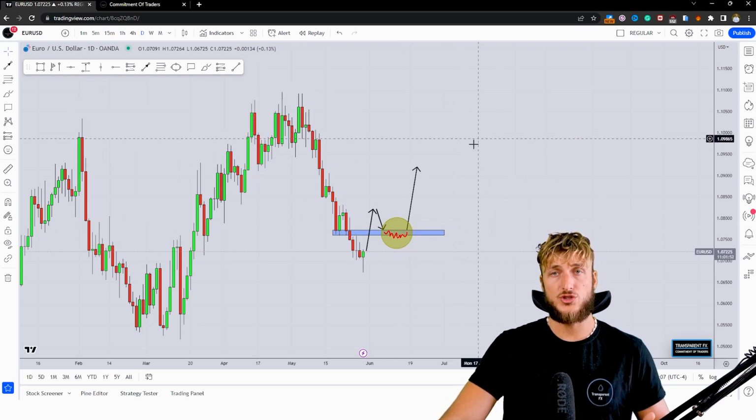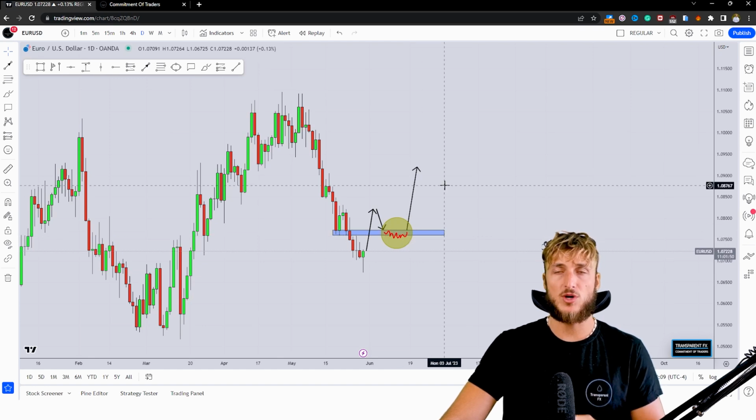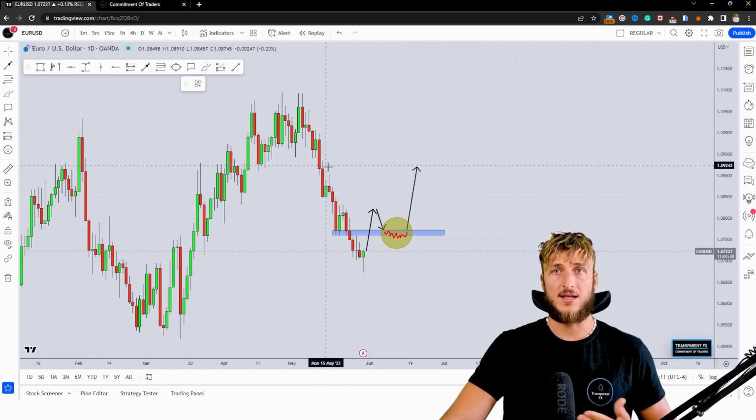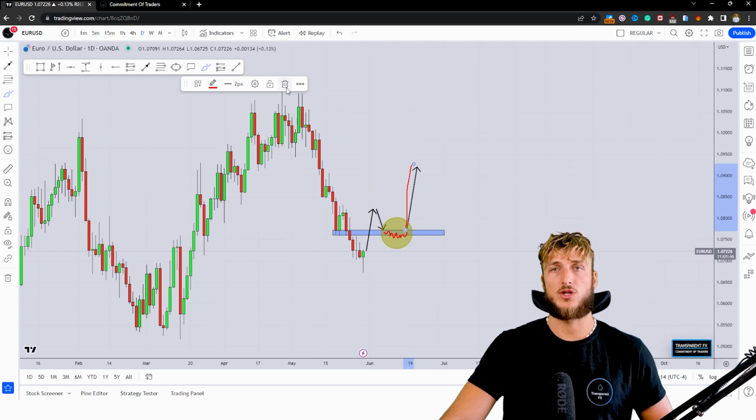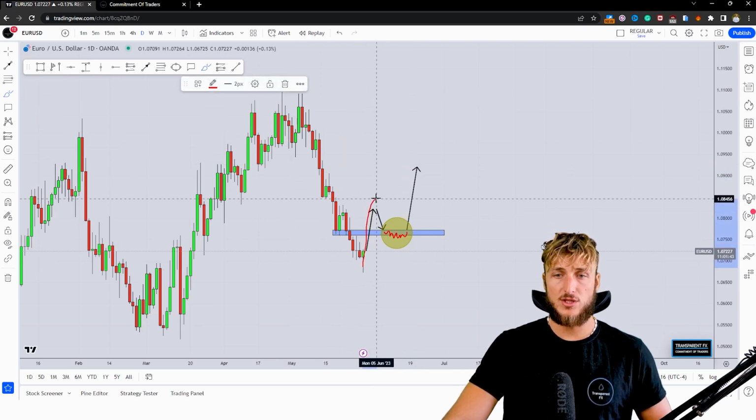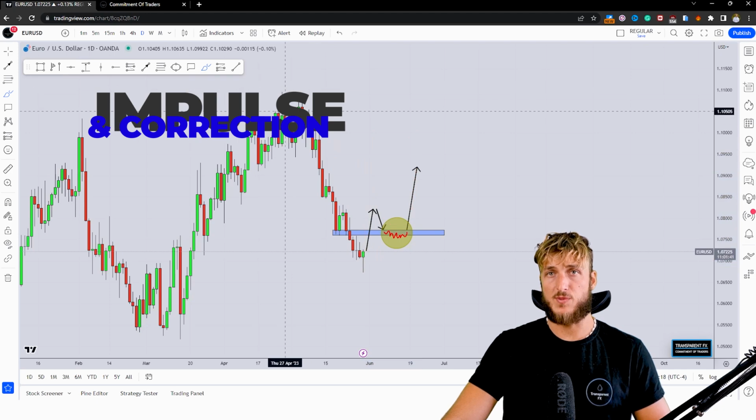And if the market shifts from an intraday bearish to bullish market and provides one of our valid entries, at that point we could be looking for a potential move higher for the market to complete this impulse correction and impulse pattern to the upside.